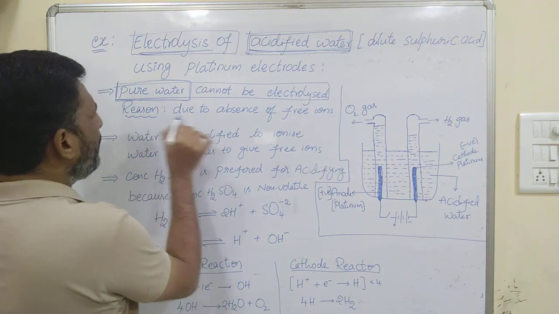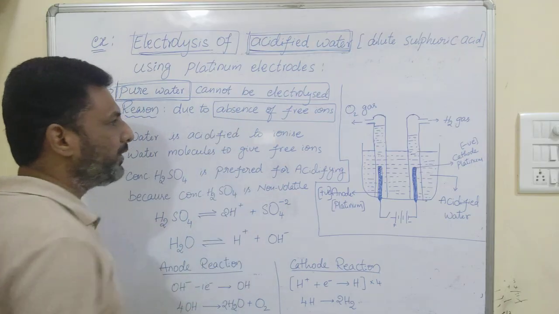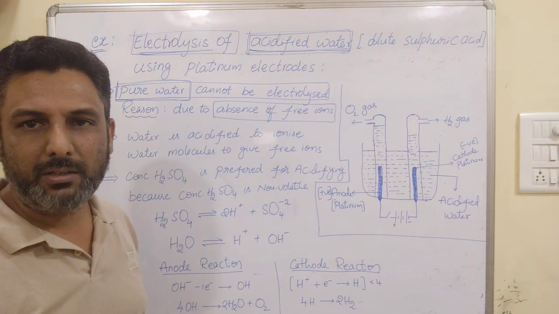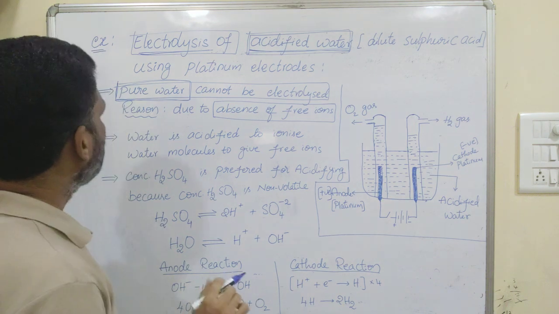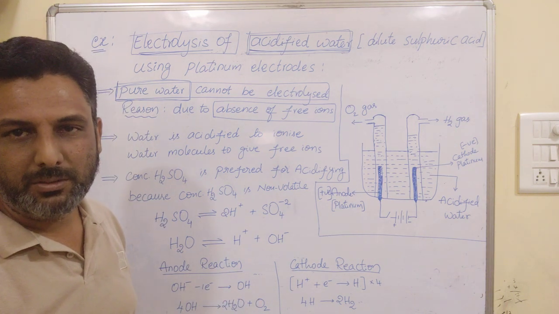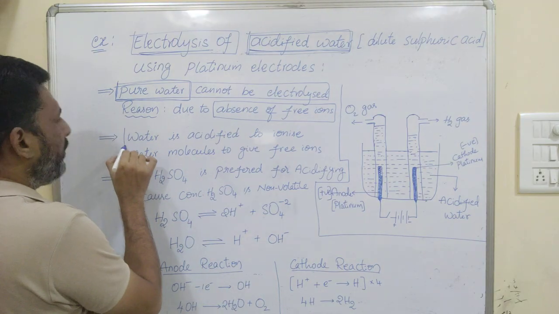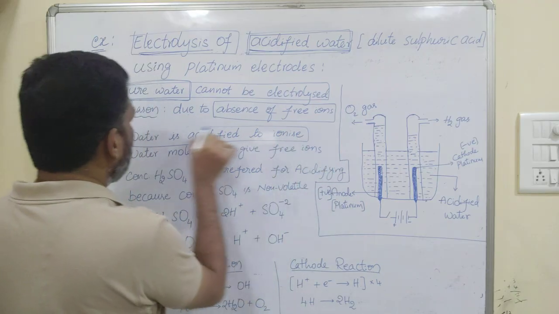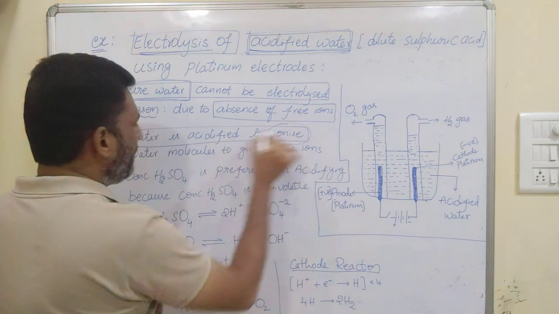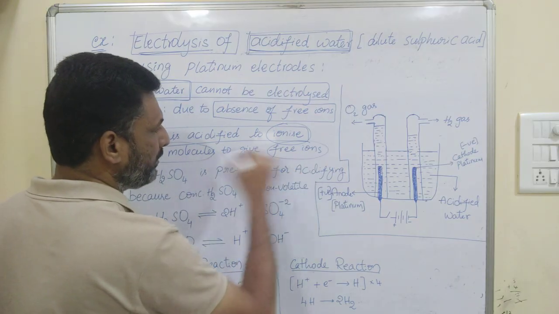because pure water does not have free ions, but for the process of electrolysis there should be free ions in the given electrolyte. Pure water is a polar compound, but it does not have ions. It will have only molecules. So that's why water is acidified to ionize the water molecules so that we can get free ions.